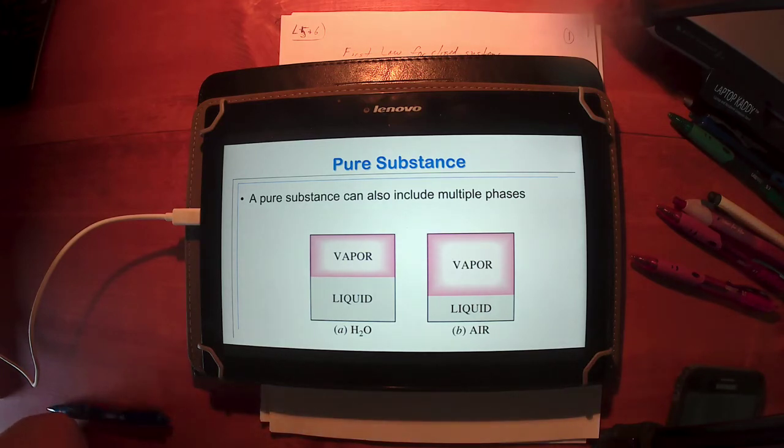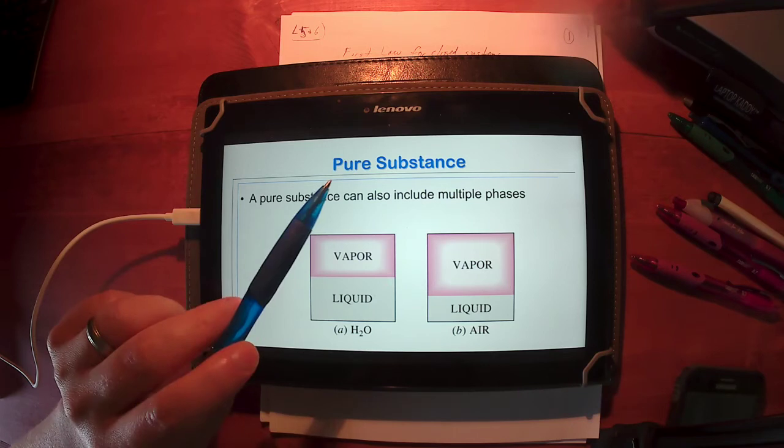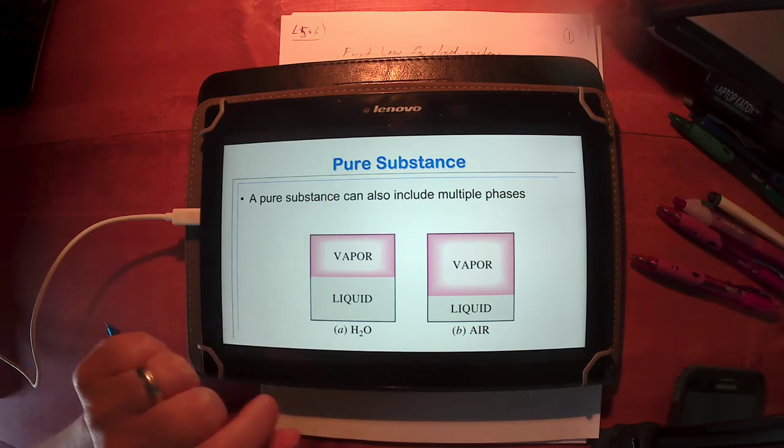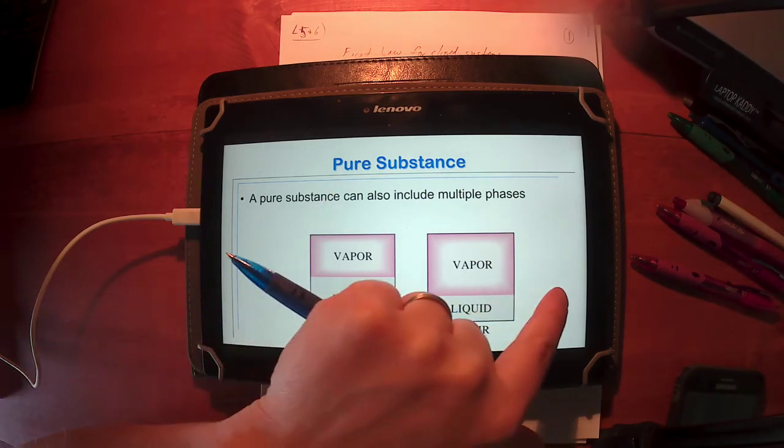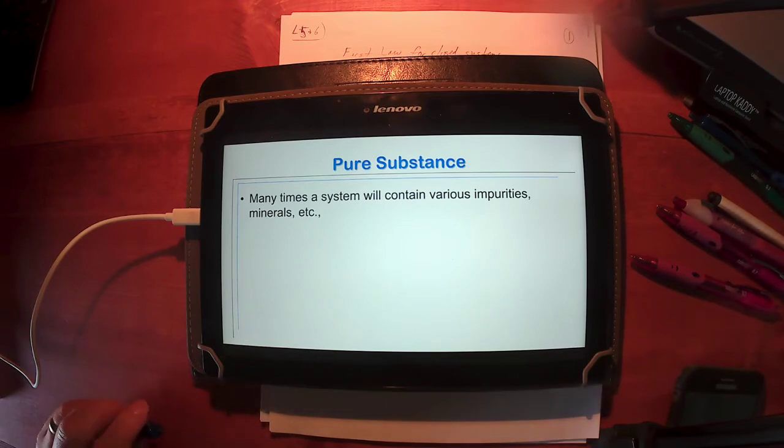I don't think we're going to see air in the liquid phase, and we're not going to deal with air if we get the temperature that low to where the nitrogen or the oxygen liquefies. But we could definitely see it with water and some other substances. The whole point here is that we might be dealing with substances that are in multiple phases, and that's okay.